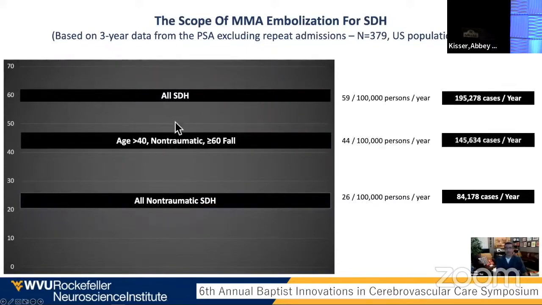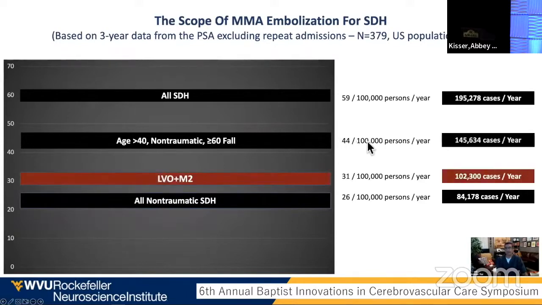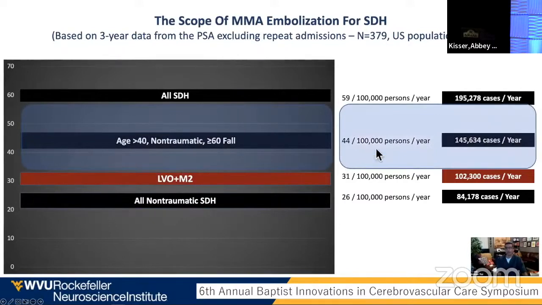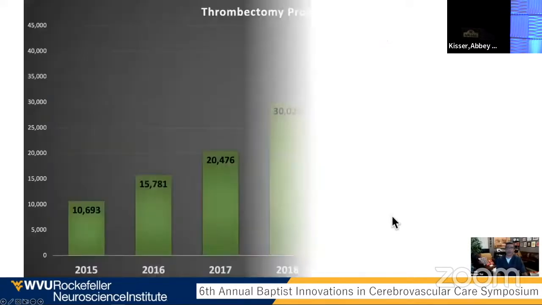But when we add the traumatic subdural hematomas over 60 in patients in whom fall was the cause of the traumatic coding, because we feel that is an inciting event, then the disease incidence is 44 per 100,000 persons per year, which is more than the large vessel strokes from the same population at 31 per 100,000 persons per year. So what that tells us is that this disease has a fairly large scope, possibly larger than large vessel strokes and M2 occlusions, existing somewhere in this range between 31 and say 50 per 100,000 persons per year. So a fairly large target population.